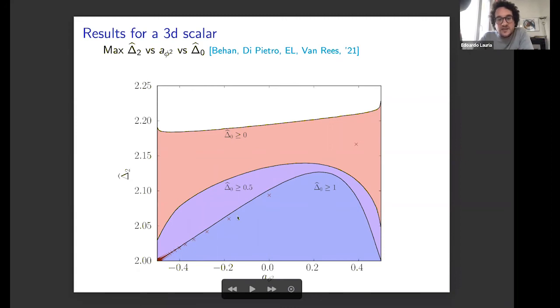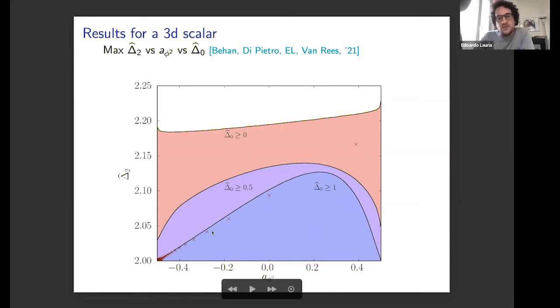And there is an interesting choice, which is assuming that this scalar gap is bigger or equal than 1, in which all the minimal model boundary conditions that I showed you before seem to lie at the boundary of this allowed region.